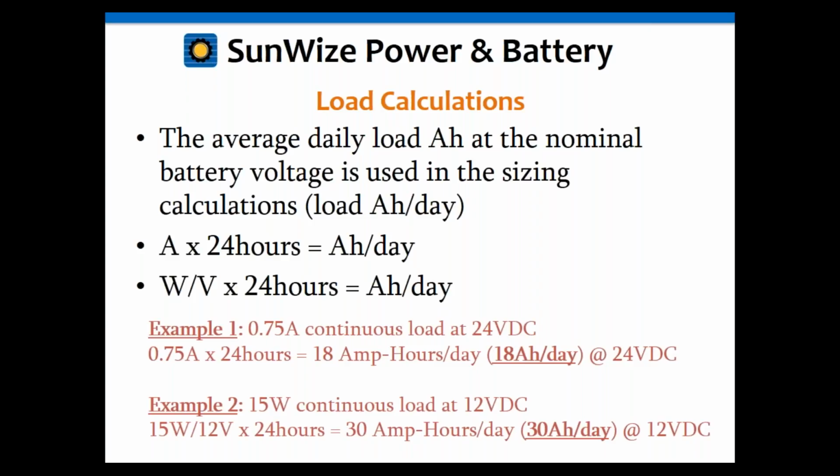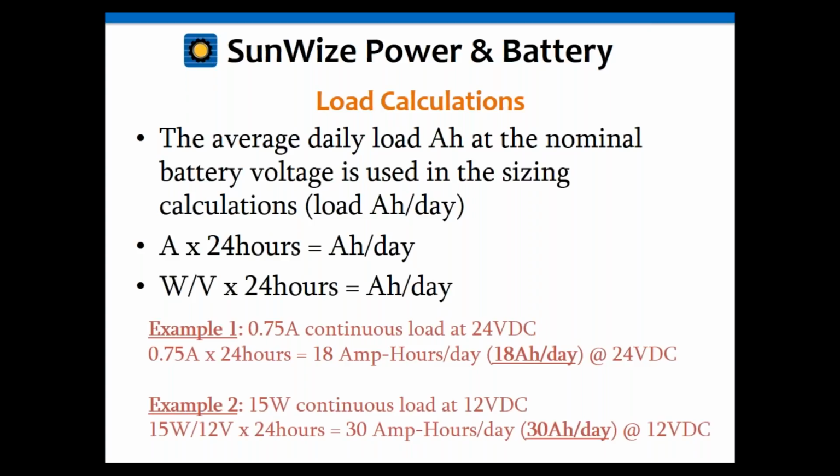Okay, the second one is we're going to have a load that's in watts. We're going to have 15 watts continuous at 12 volts. So we're going to have to convert that to amps. If you divide the 15 watts by the 12 volts, you're going to get 1.25 amps. Then you multiply that by the 24 hours. It's going to give you 30 amp hours a day at the 12 volts.